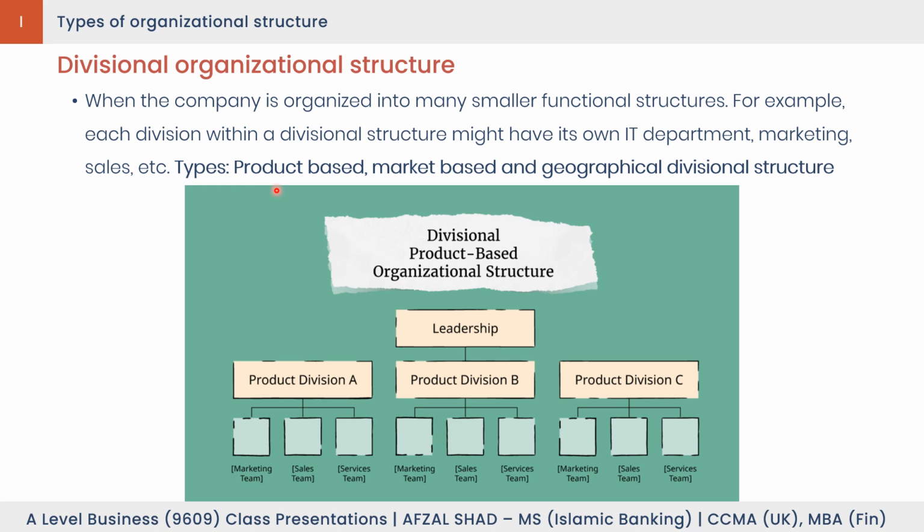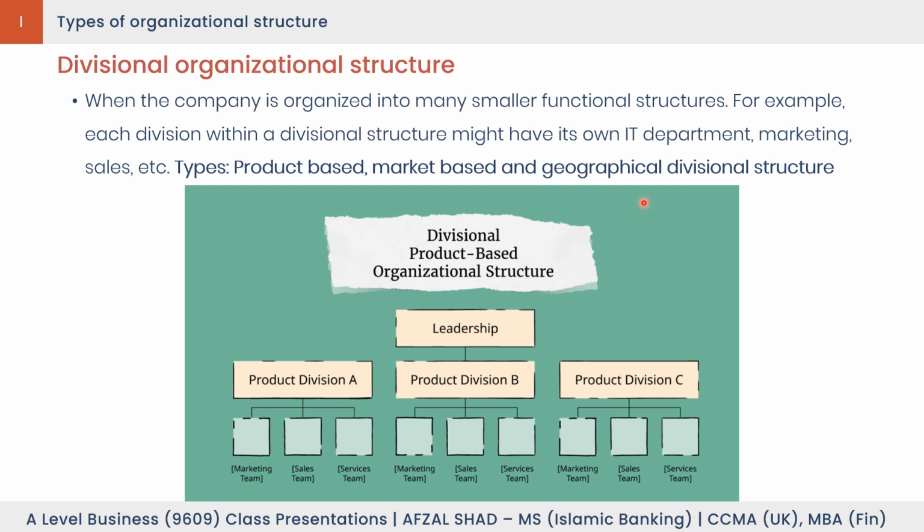Then in the market-based and geographical division structure, we are dividing on the basis of geography. That's what we discussed yesterday. For example, if Nestle is working in Pakistan, they would have their own divisional head in Pakistan, and all of the employees working in Pakistan would be working under one division, and they would have their own marketing department, sales department, services department. Similarly, people who are working in India will have their own marketing, sales and services department, and the link between Pakistan and India will not be there in terms of the functions.